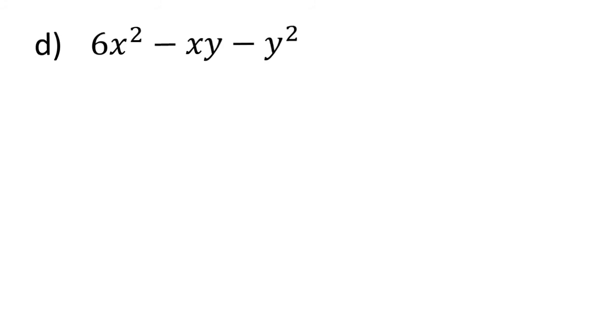And lastly, example D, the sum is the number before the middle term. Now, this obviously looks a wee bit different because we've got a mixture of x's and y's, but it's the same idea. So the sum is still minus 1, and the product is going to be 6 multiplied by minus 1. So that's minus 6.